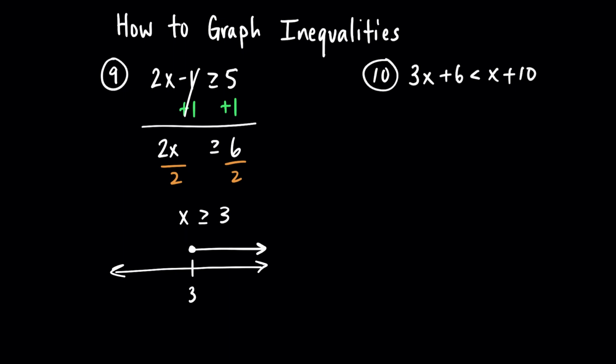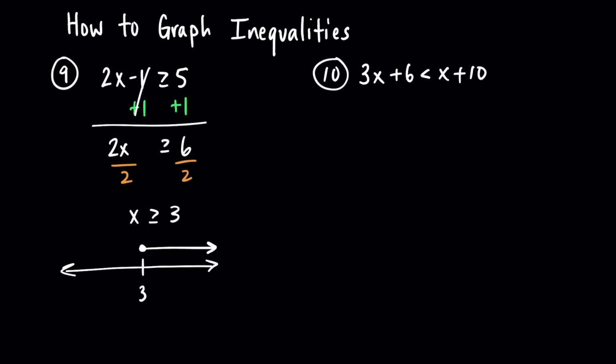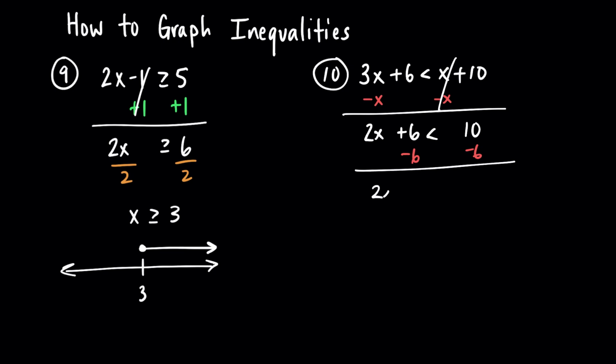So if we have 3x plus 6 is less than x plus 10, then let's solve this. If it was me, I would subtract x from both sides, trying to keep positive variables. So 3x minus x is 2x, plus 6 is less than 10. And then we need to subtract 6 here. So we would get 2x is less than 10 minus 6, which is 4. Divide by 2 on both sides. So we're left with x is less than 2. Okay, so that is our solution.